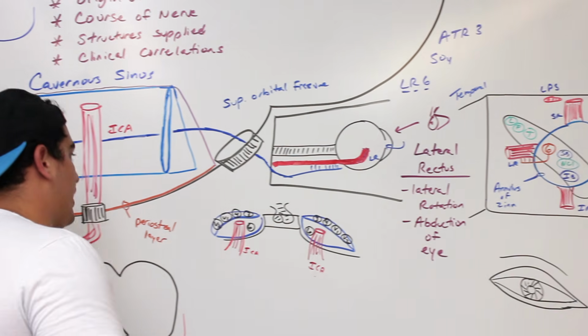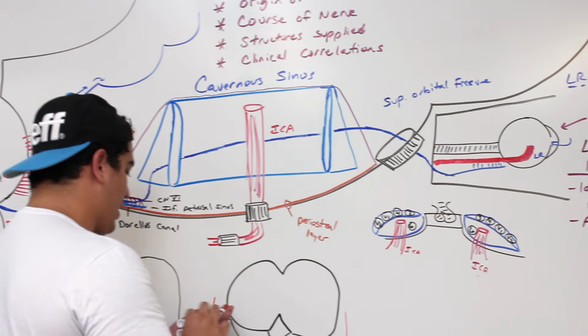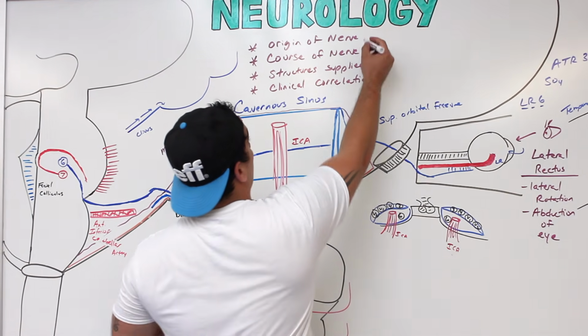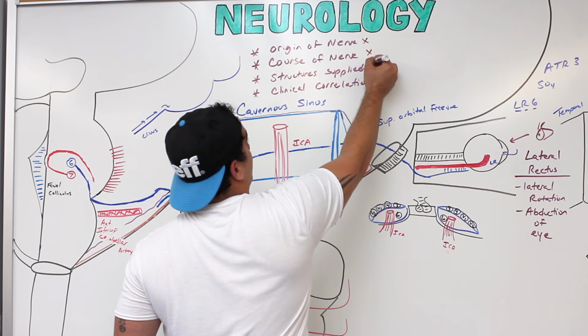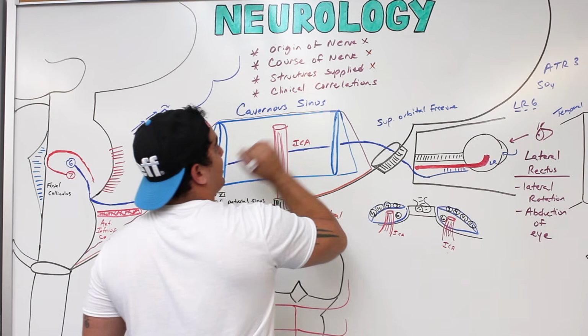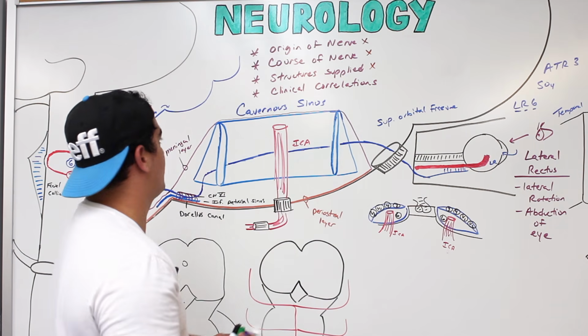So what have we talked about so far, guys? We have hit the origin of the nerve. We talked about the course of the nerve. We talked about the structures it supplies. Now let's do a tidbit on the clinical correlations.